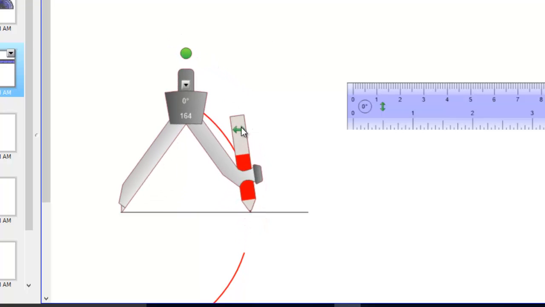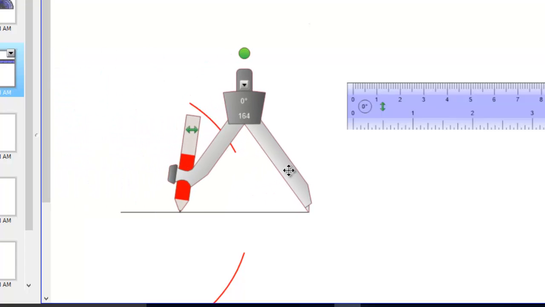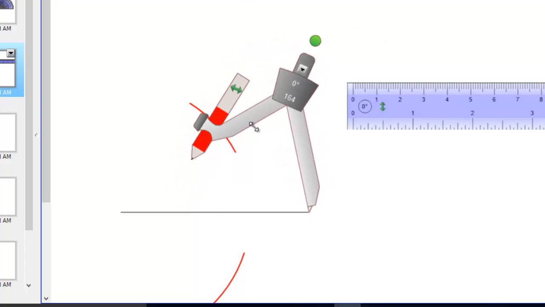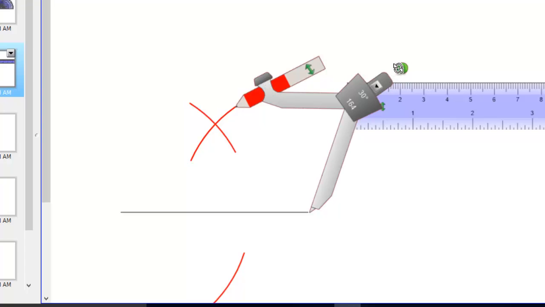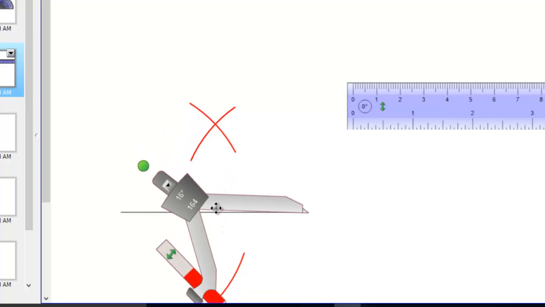After that, I can switch. I bring the metal point to point B. I do the same thing and I don't change the opening. As you can see, I didn't change the opening. Another curve up and another curve down.